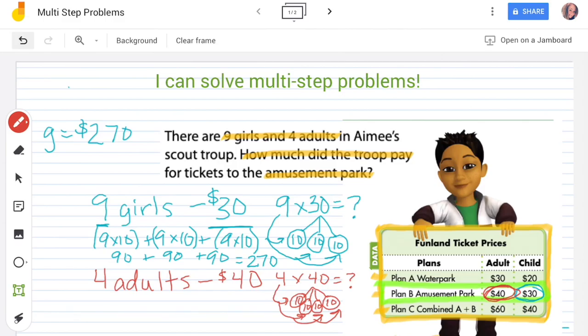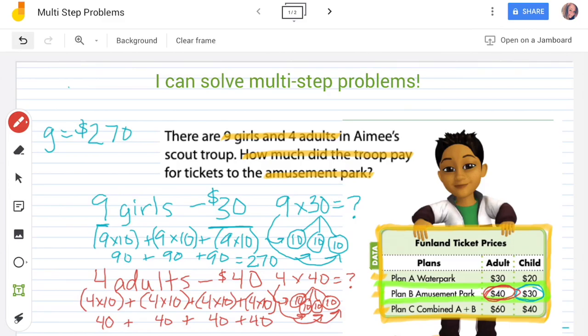So that's going to leave me with 4 times 10 plus 4 times 10 plus 4 times 10 plus 4 times 10. What is 4 groups of 10, or 4 times 10? That's right, it is 40. So I know I have 40 plus 40 plus 40 plus 40. If I add those together, that's going to give me my total.